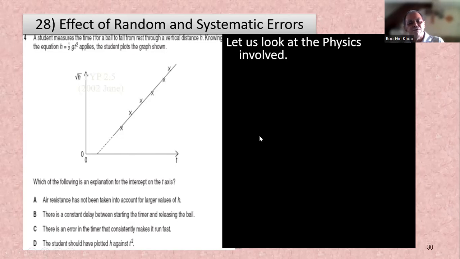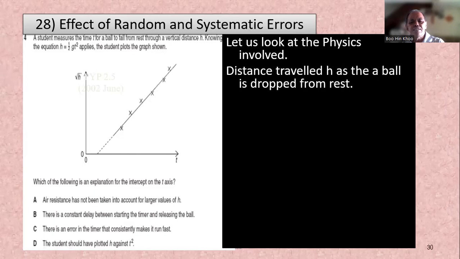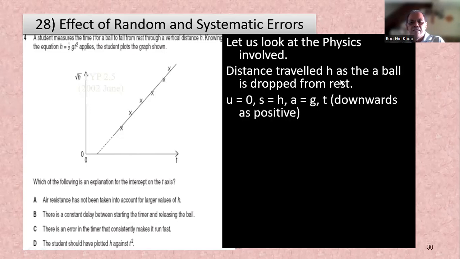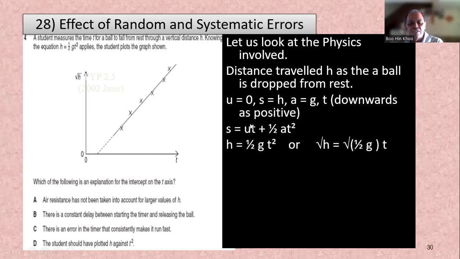Let's look at the physics involved, which we will study later on in topic 2. The distance travelled, or the height h, as the ball is dropped from rest. u equals 0, s equals h, a equals g, and we take downwards as positive. We drop the ball. s equals ut plus half a t squared. s equals h, u equals 0, so that term is 0. a is your g, and t squared. Or we can take the square root of it.